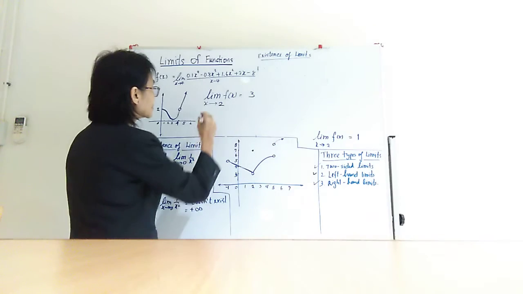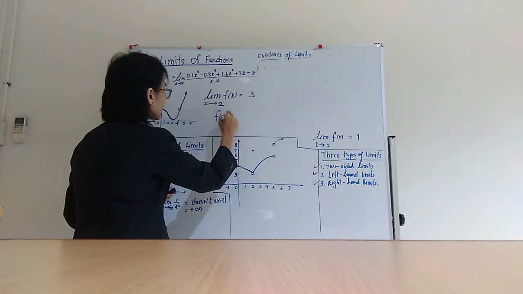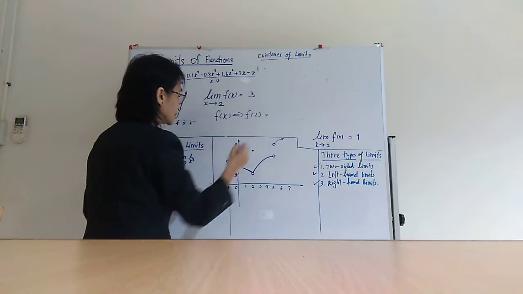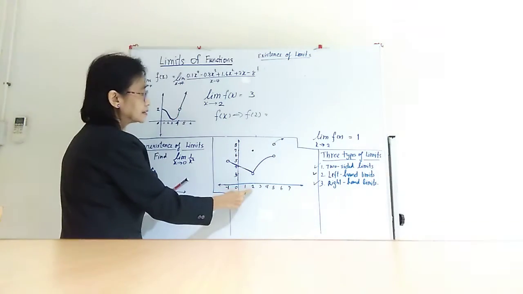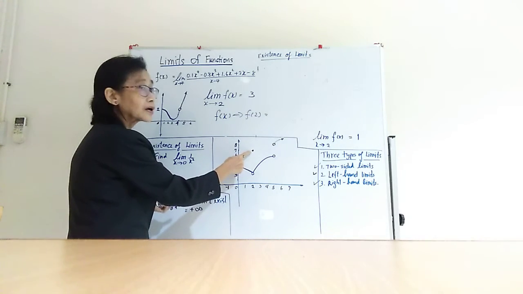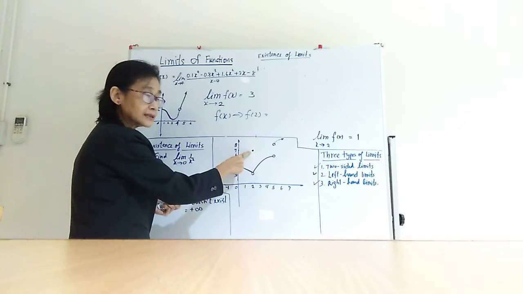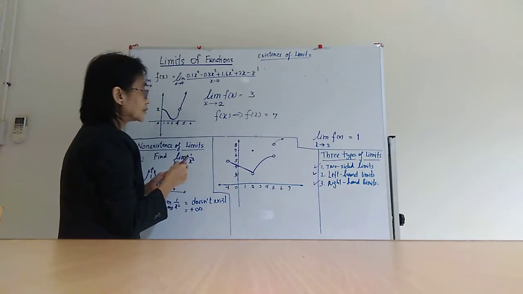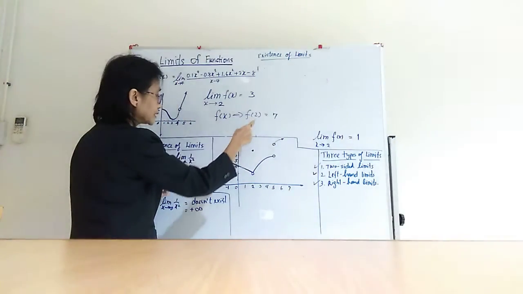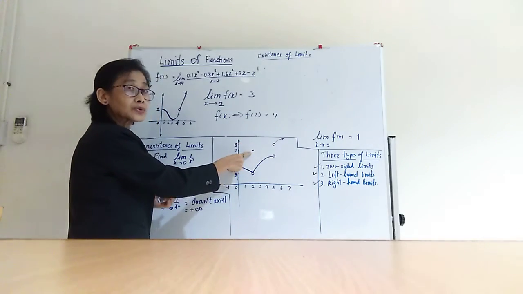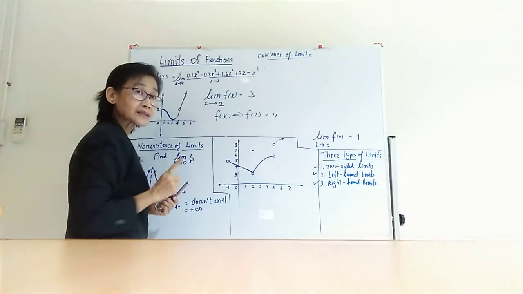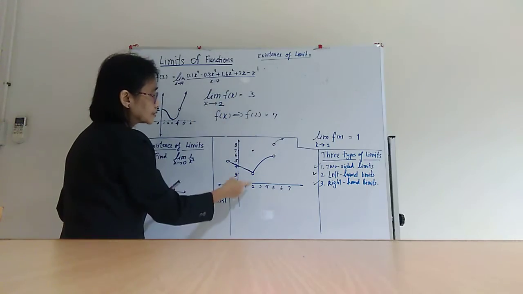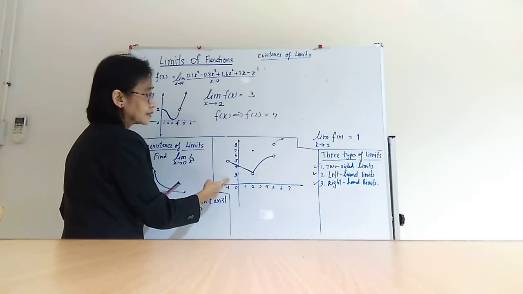Unless I ask you to say f of x when x equal to 2, then you can answer at this point, right? This exists, this has a solution, that means equal to 7. So the function f of x when x equal to 2 will equal 7 when you ask about the function. But when you ask about the limit, it will equal 3 here.